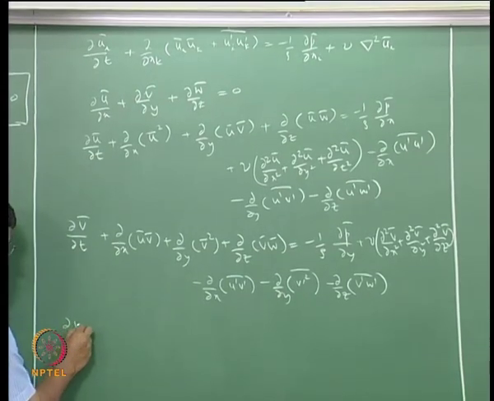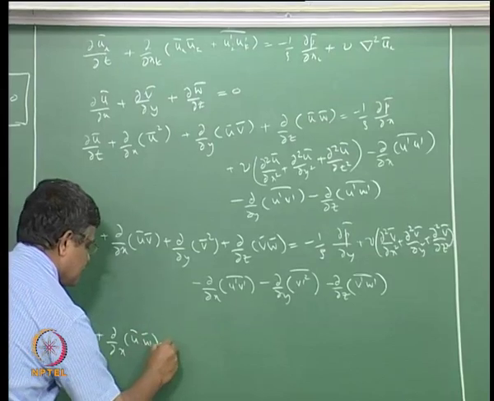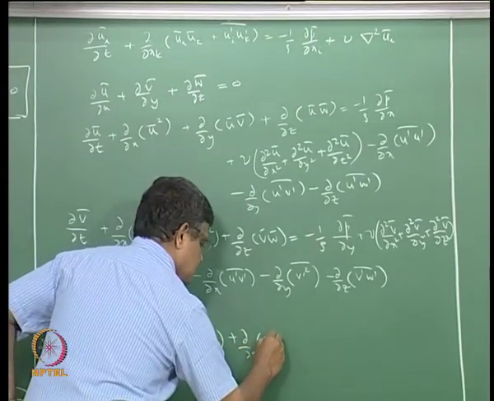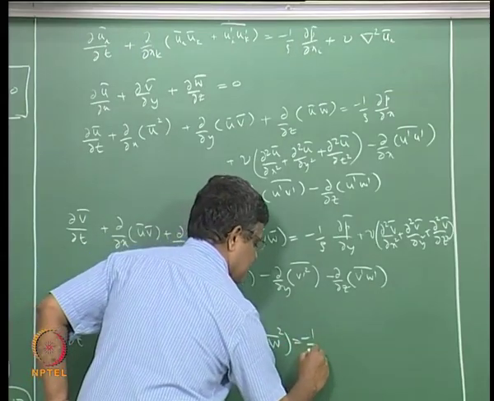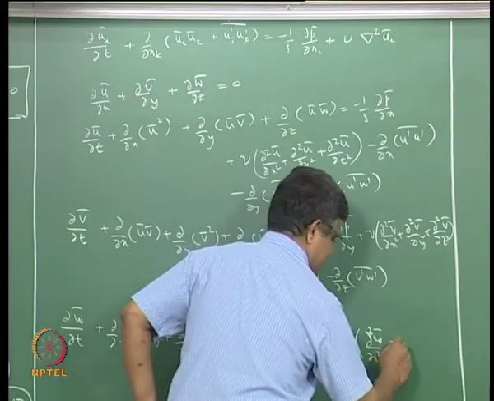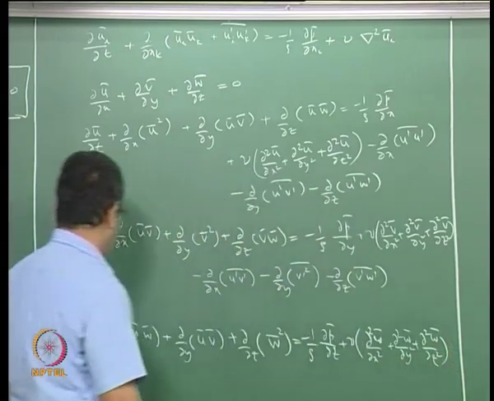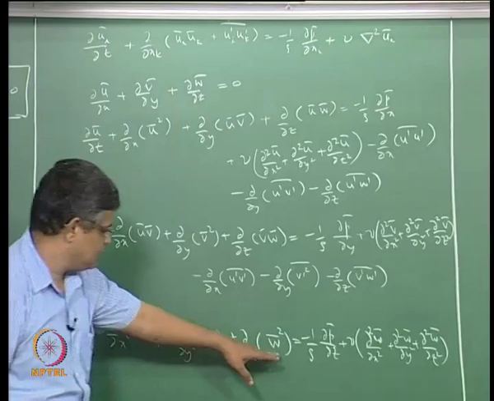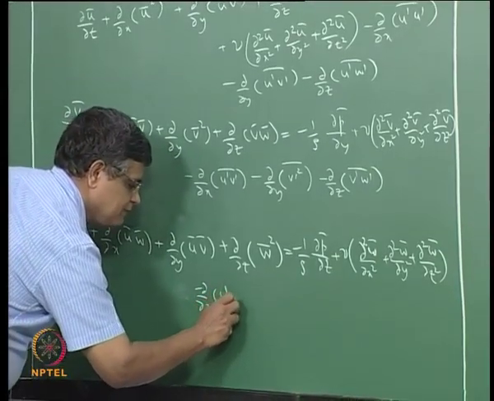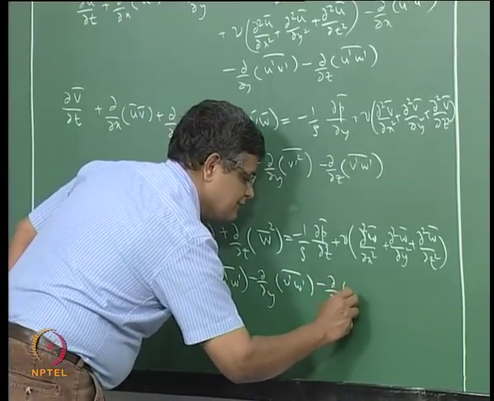And finally, the z momentum equation in the time averaged form will be like this: dou by dou x of u bar w bar plus dou by dou y of v bar w bar plus dou by dou z of w bar square equal to minus 1 by rho dou p bar by dou z plus nu times dou square w bar by dou x square plus dou square w bar by dou y square plus dou square w bar by dou z square, and the three terms left over from the product quantities, that is minus dou by dou x of the average of u prime w prime, minus dou by dou y of the average of v prime w prime, minus dou by dou z of the average of w prime square.